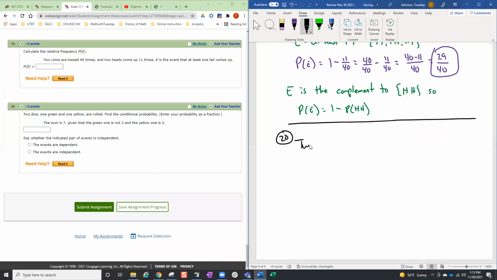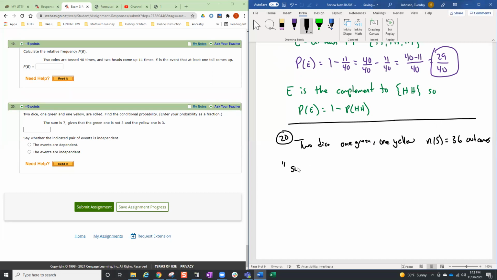So we have 2 dice, 1 green, 1 yellow. I will not write in yellow and hurt your eyes. Those are rolled. I want to find the conditional probability. So I know that in the sample space there are 36 outcomes possible. Dice have 6 sides. They are distinguishable. So there are 36 total outcomes.